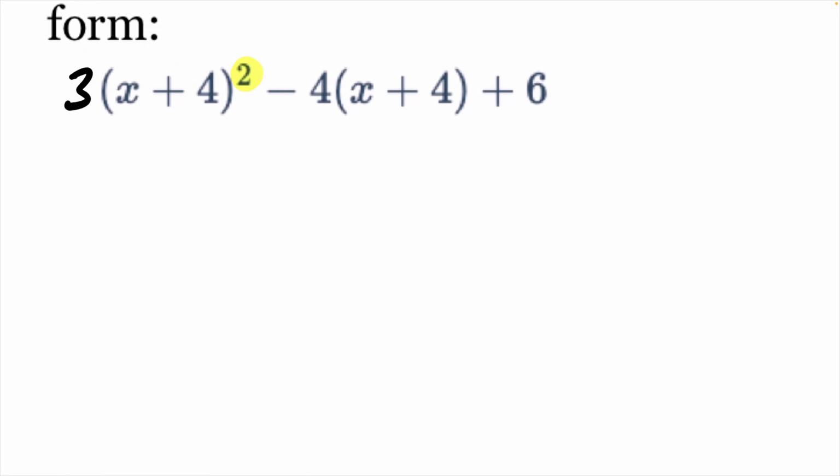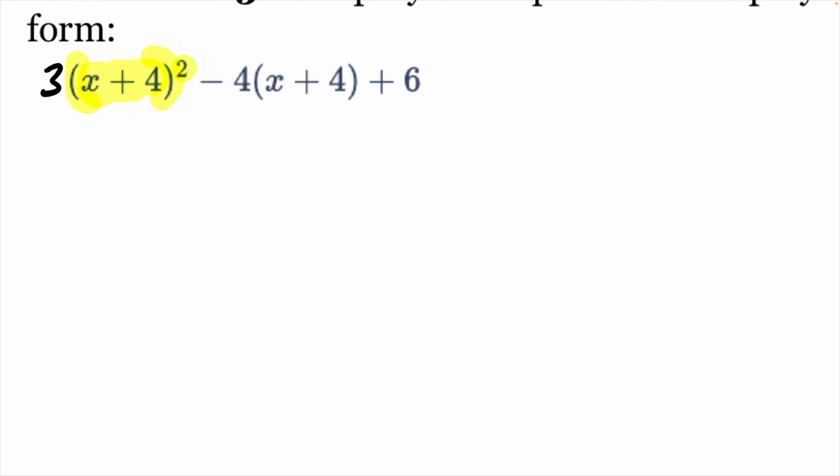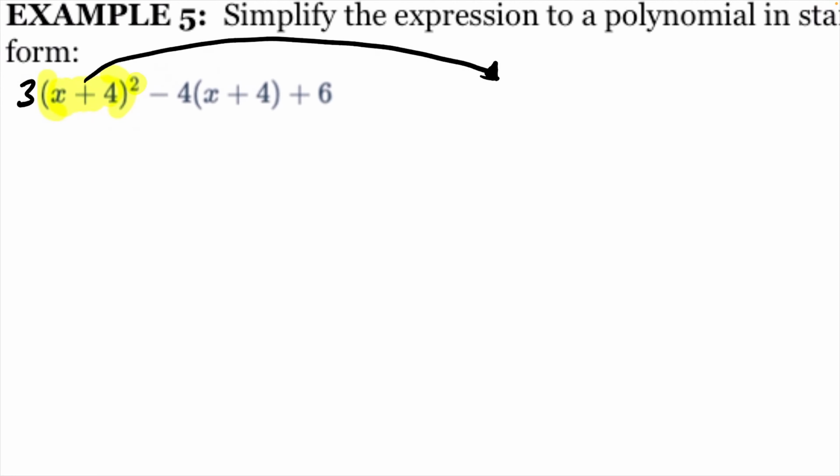Who does that 2 go with? It goes with the parentheses, right? It goes with these guys here. So that guy's squared. So what does squared mean? Exactly, multiplying by itself. So I'm going to go on a little side quest here, and then I'll come back to it. So here we go. X plus 4 squared, right? It means multiplying by itself.